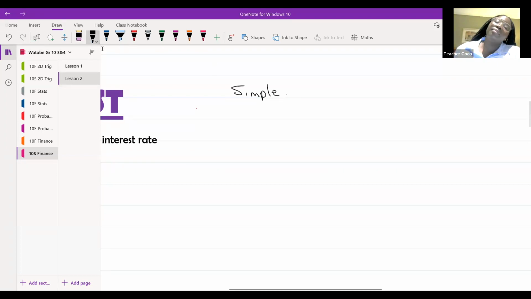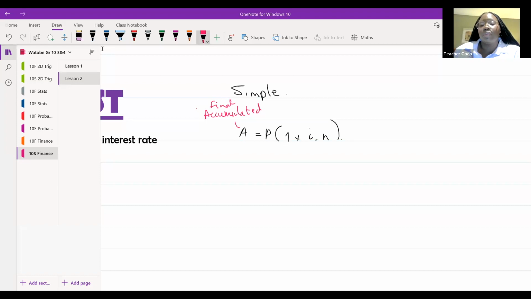A is equal to P, and then in a bracket, 1 plus i times n. Times n. Excellent. But you can't go away. You must tell me what all of these things stand for. What does the A stand for? I think this is the accumulated amount. Correct. Accumulated also just means the final amount. Good. What does the P stand for? Principal, like a deposit or a loan. Good. Principal, or the starting amount, the amount we start with.